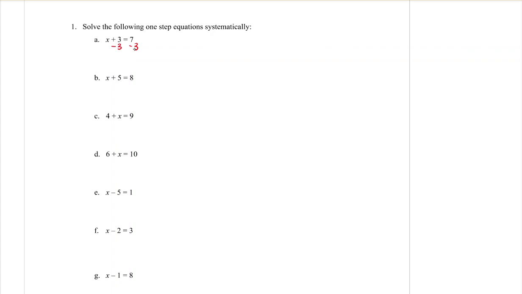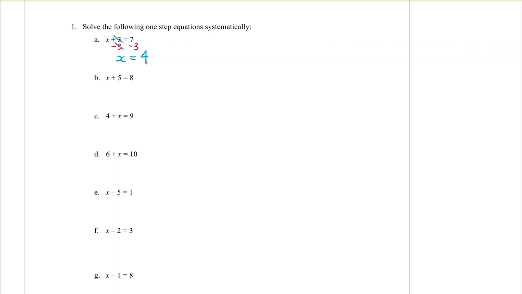Does that make sense? Okay. So I want to subtract the 3. That means that on the left-hand side, the plus 3 and the minus 3 will cancel each other out, and the x is now going to be by itself. So the x is on the left-hand side. Then all I have to do is subtract 7 take away 3 to get my answer, which is 4.